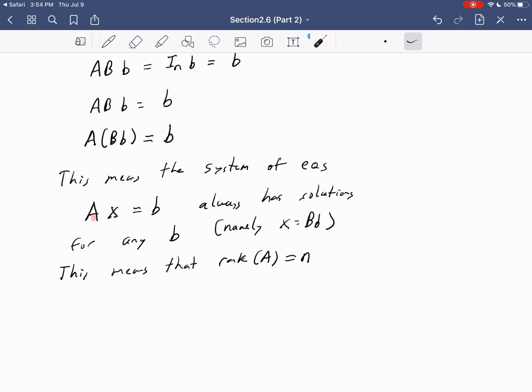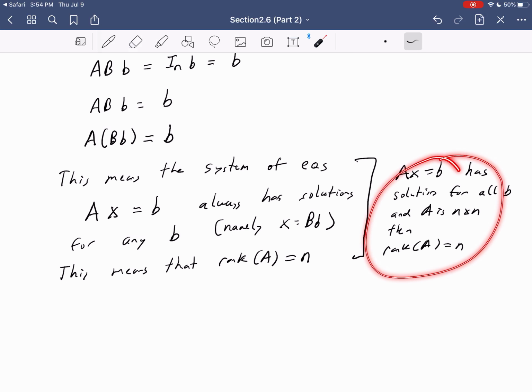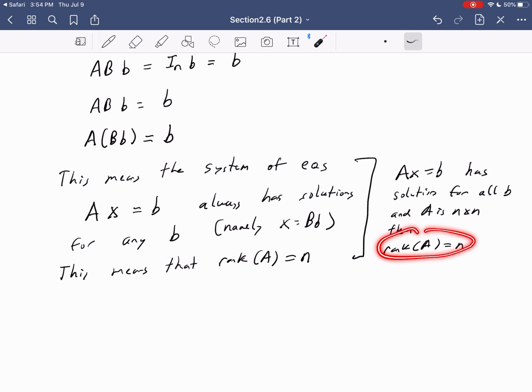That means that there can't be any 0 rows in A, otherwise not every b would give us solutions. So since there can't be any 0 rows there, and A is n by n, its rank has to be n. This is actually a really important equivalence that I want to make note of here. If Ax equals b has solutions for all b, and A is n by n, then the rank of A is equal to n. This is a very important connection. If Ax equals b has solutions for every b you could possibly think of, and A is n by n, then the rank of A is equal to n.